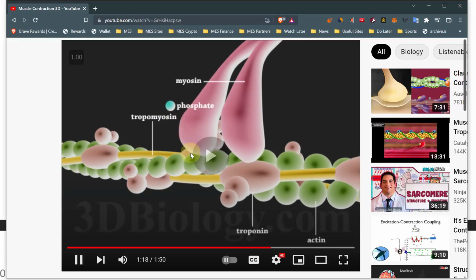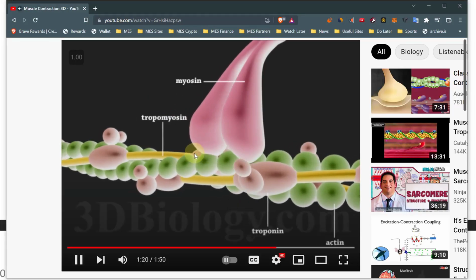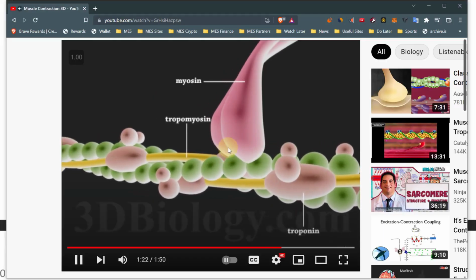Let's see how this looks. Release triggers a power stroke that moves the actin filament. So going back here, this myosin drags it over to the other side, so this actin moves over to the right.